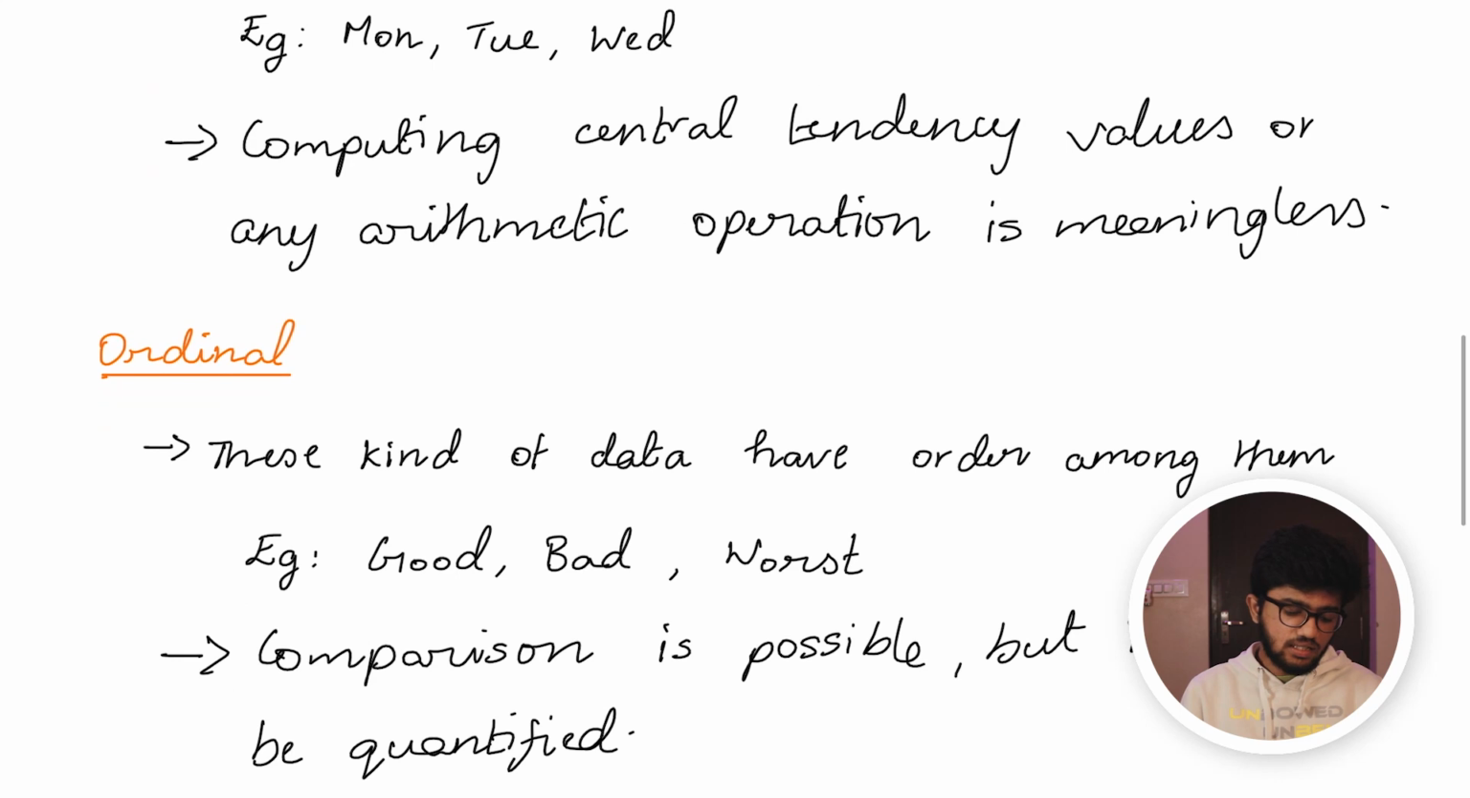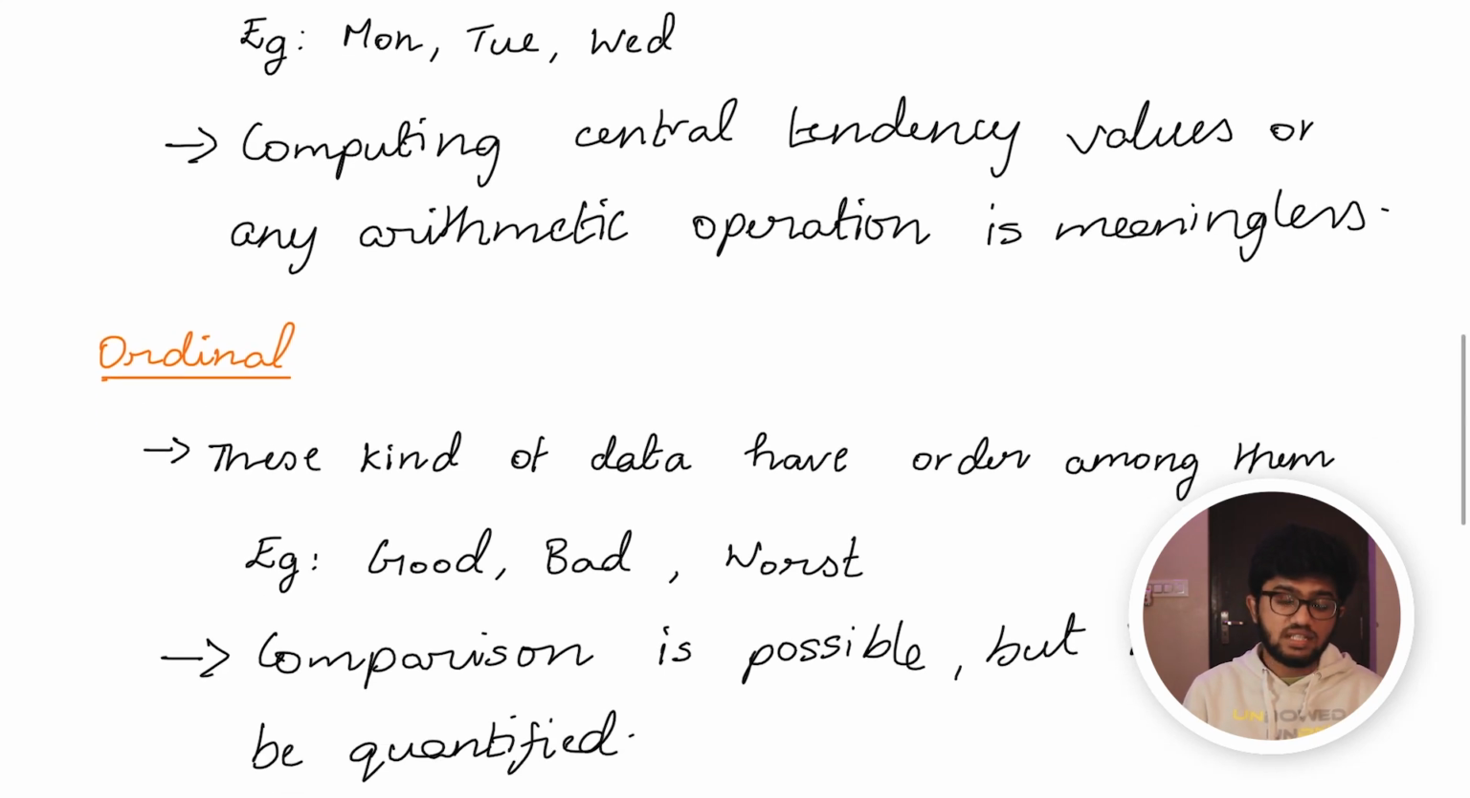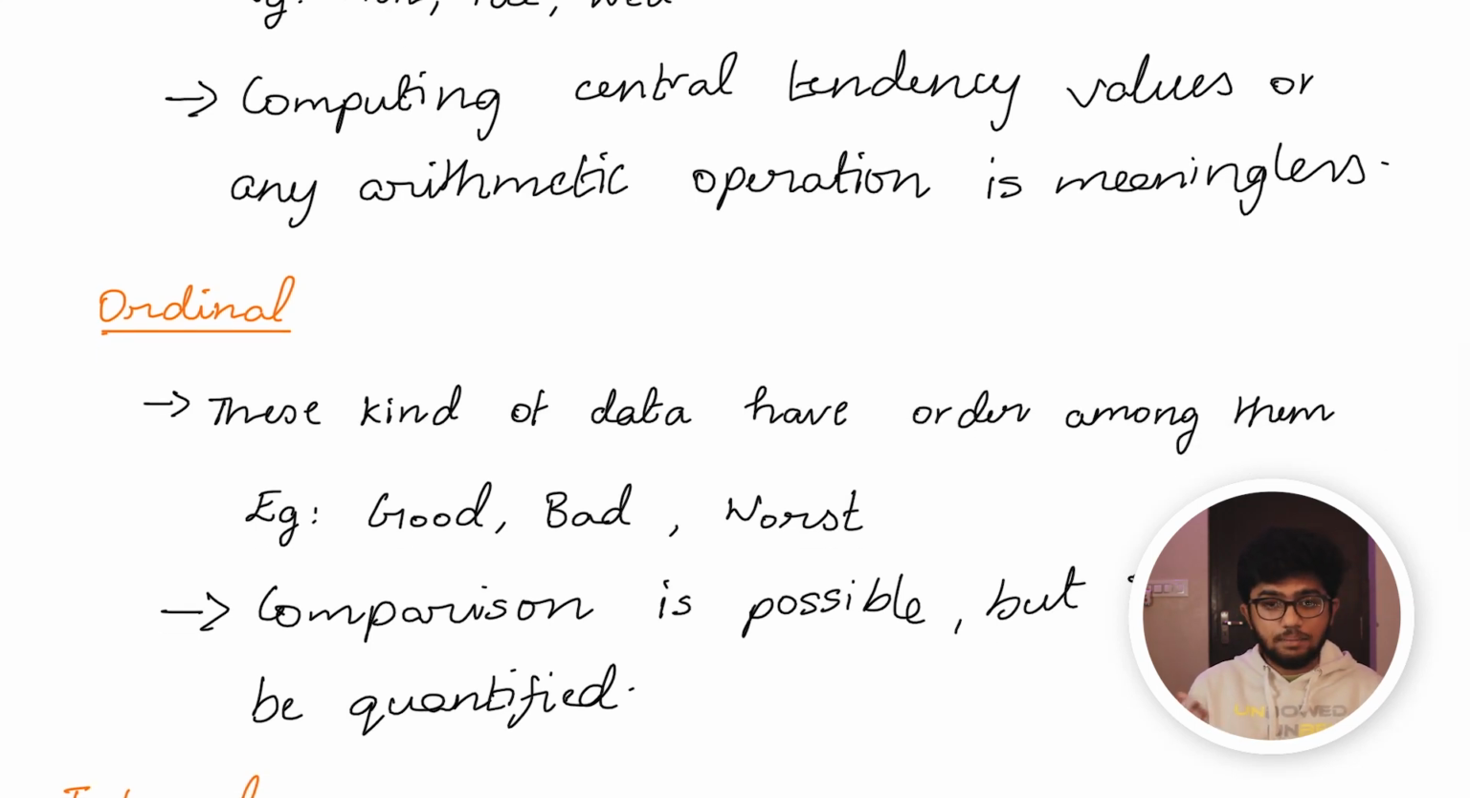Now let's come to the second category, ordinal. This also belongs to the categorical variable. But the point is that it has hierarchy between them, which means it has a certain kind of order between them. The best example is the rating given to a hotel. It can be good, bad, or worst. You have a kind of hierarchy between them, so the comparison is possible.